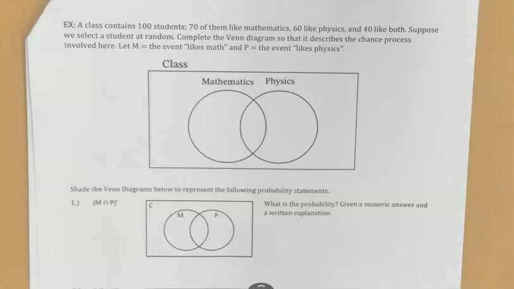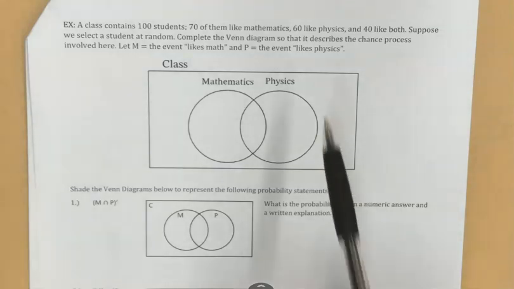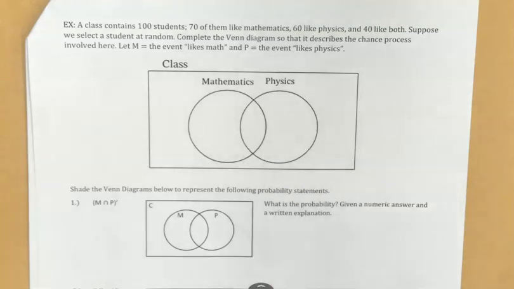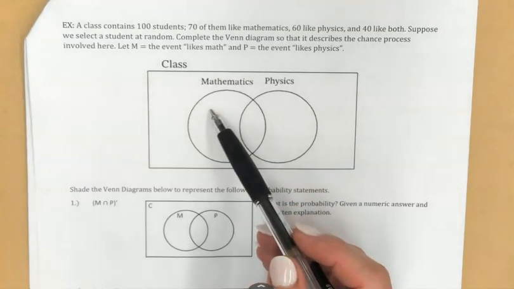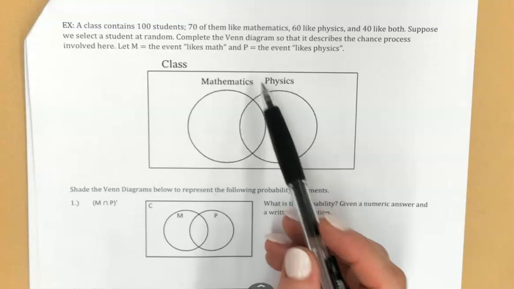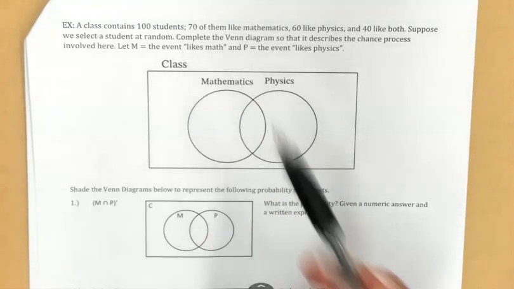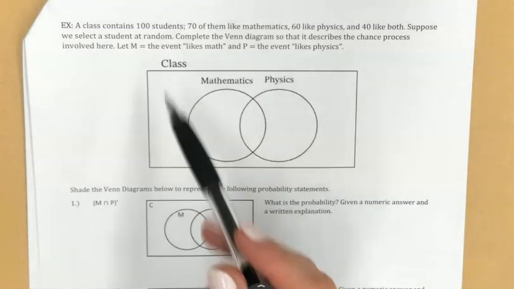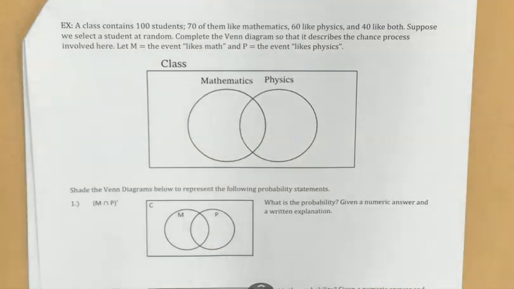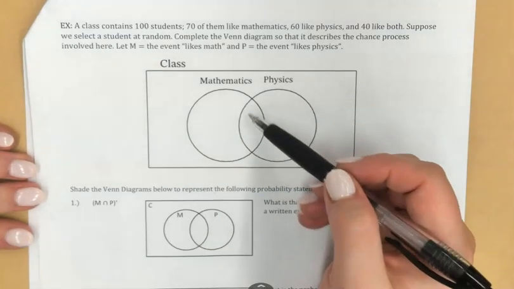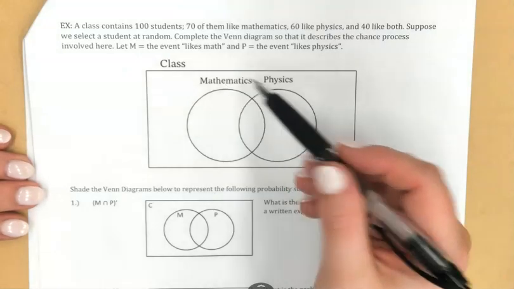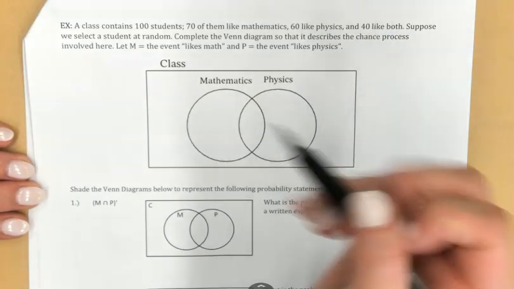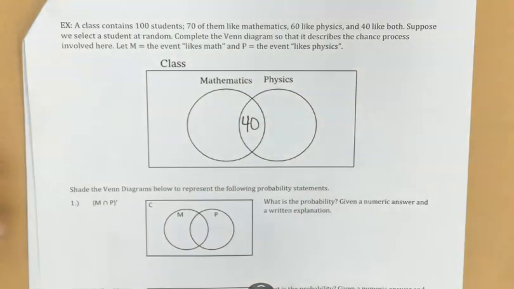Suppose we were to select a student at random. So in order to calculate each of these probabilities, I first need to fill in this Venn diagram. M is obviously going to represent mathematics, P is going to represent physics, and C is going to be my class. So first let's fill this in with our data above. I need to start from the innermost area where these two overlap, so math and physics. Well, I was told that that is 40. I've got 40 people that like both.